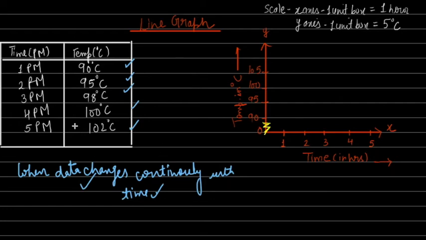So if you see, at 1 p.m. it is 90 degrees Celsius. The kink concept I have already explained to you. So I have again plotted a kink here because I have suppressed the values from 0 to 90. Otherwise there is a gap of 5 degrees Celsius in between.